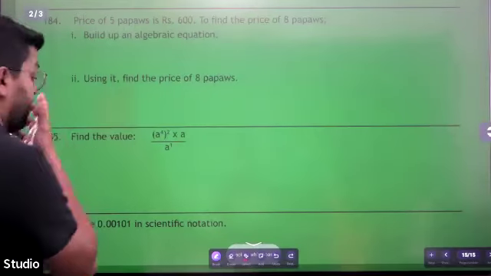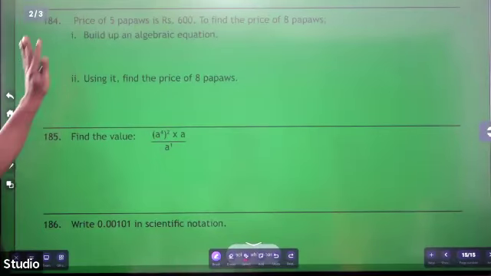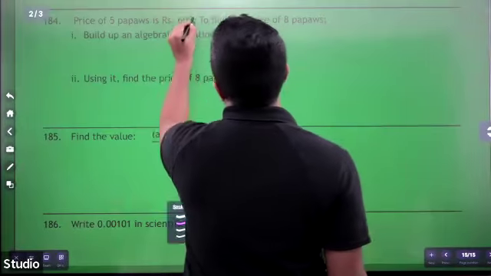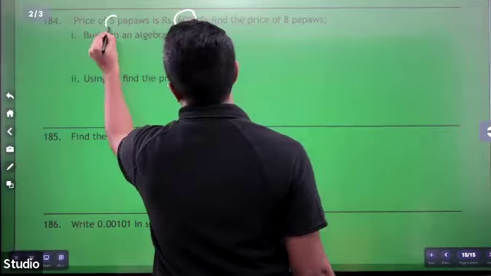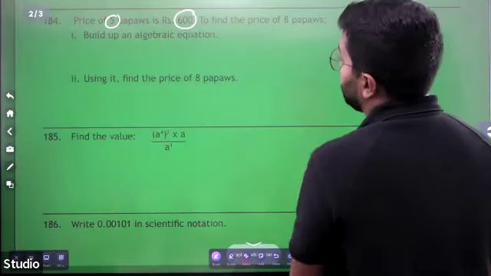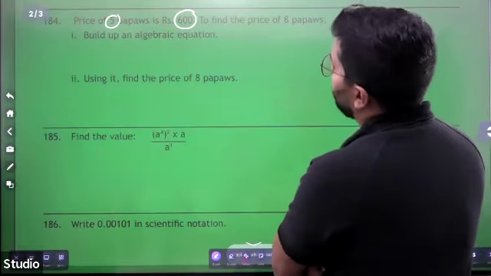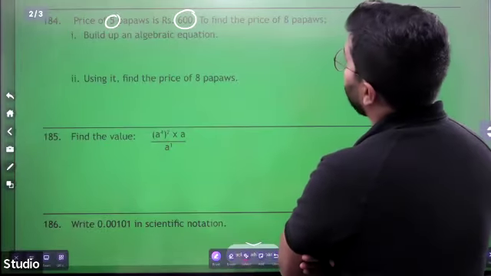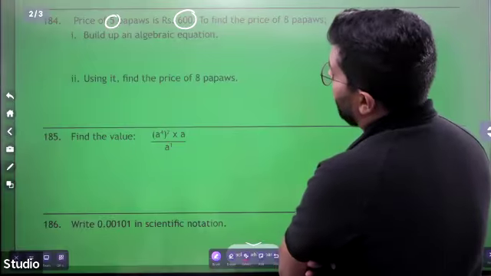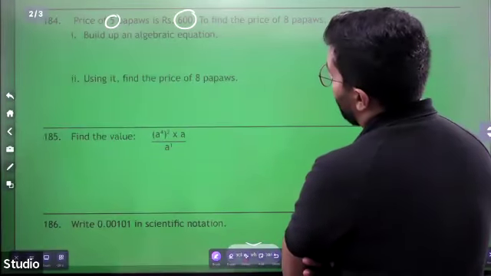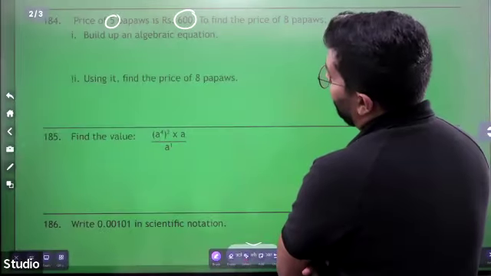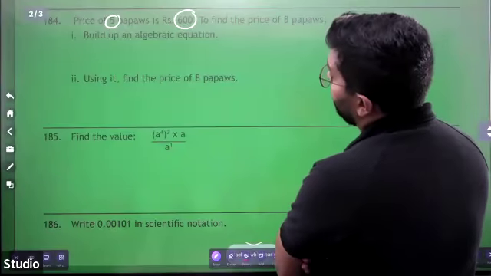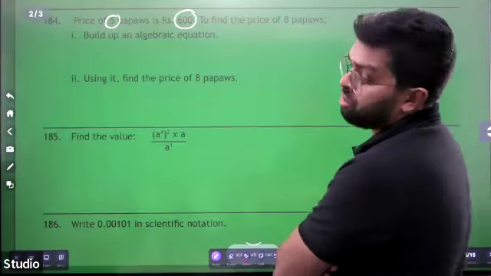Price of 5 papos is 600 rupees. Find the price of 5 papos, 600 rupees. To find the price of 8 papos, build up an algebraic equation. Using it, find the price of 8 papos.